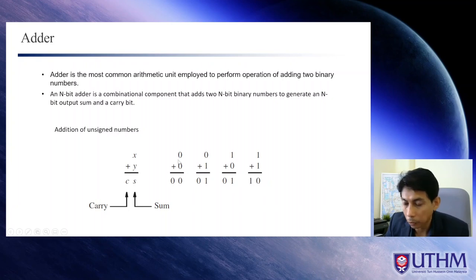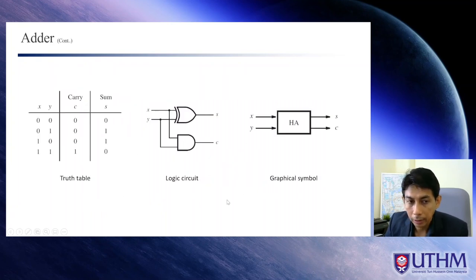We can see that 0 plus 0, we have 0. 0 plus 1, we have 1. 1 plus 0, we have 1. And 1 plus 1, we have 2. 1, 0 is 2 in decimal. Okay, so this is the basic concept. And we can create the circuit based on this behavior, actually, right?